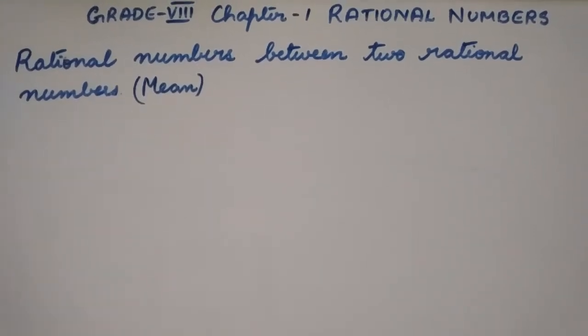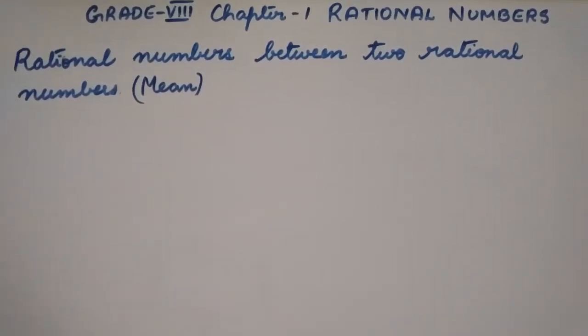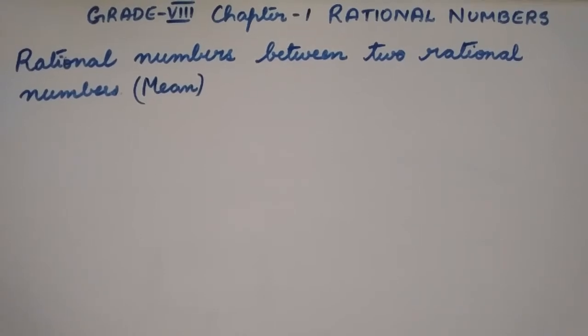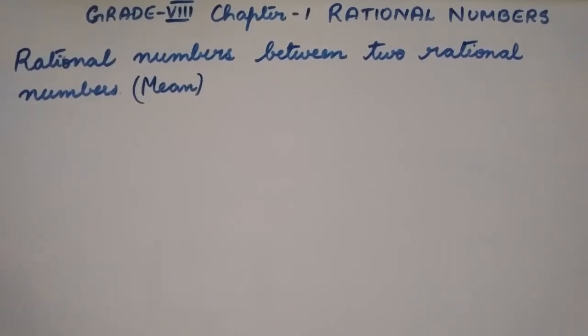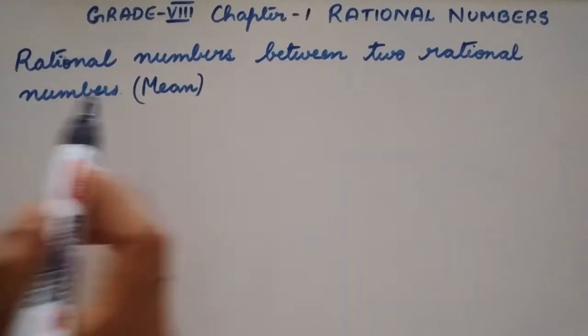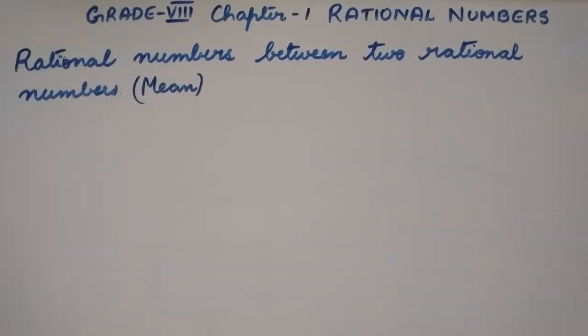Grade 8, Chapter 1, Rational Numbers. In this video session, let us find rational numbers between two rational numbers using mean method.